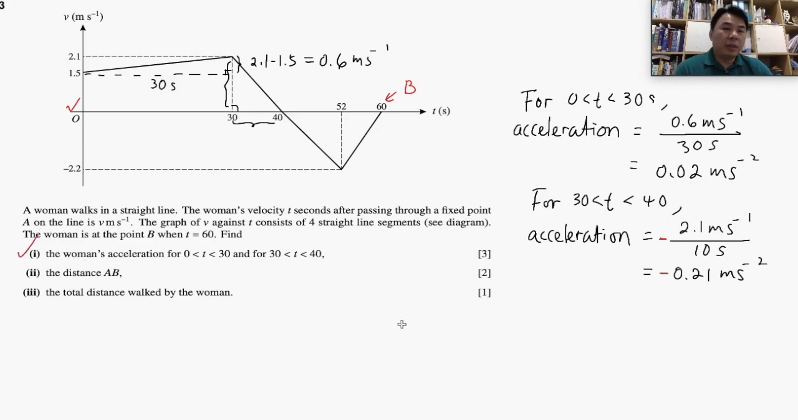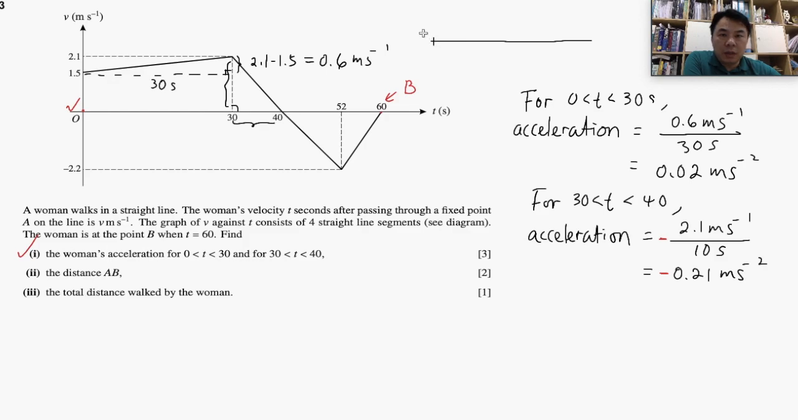Okay, just to check, we are done with number one. Now we're going to move on to number two, distance AB. It started off from here, and then the final destination is B here. So what would be the distance in this case? Now, before that, I would like to draw a physical diagram to show how the woman actually walks in a straight line. I'm going to draw it up here.